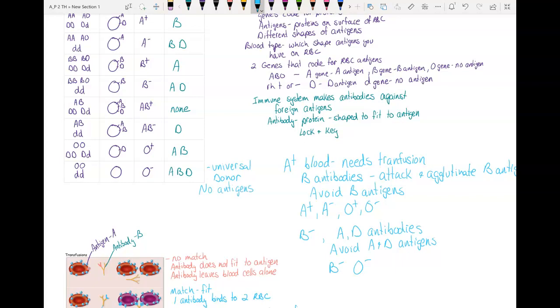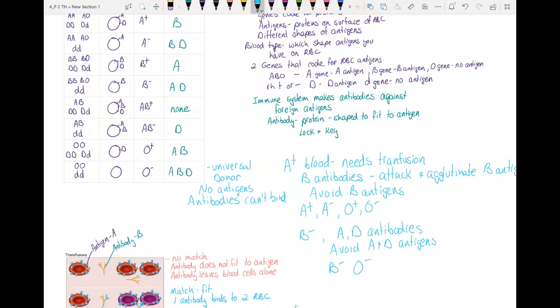Antibodies bind to antigens. Well, if you have no antigens, there's nothing for an antibody to bind to. So it doesn't matter what kind of antibody the recipient has, they can't bind to a blood cell if there's no antigens on it. So antibodies cannot bind. So O negative blood will not agglutinate. There's nothing for the antibodies to stick to cause agglutination.